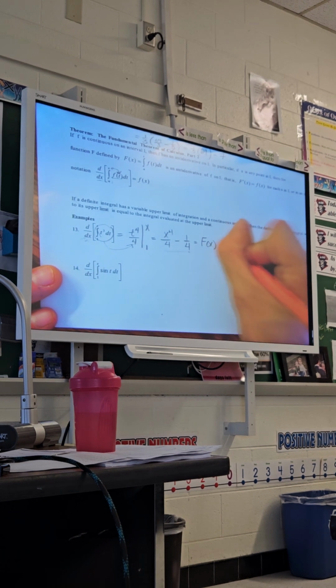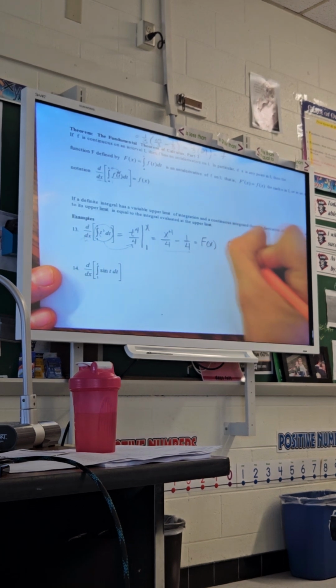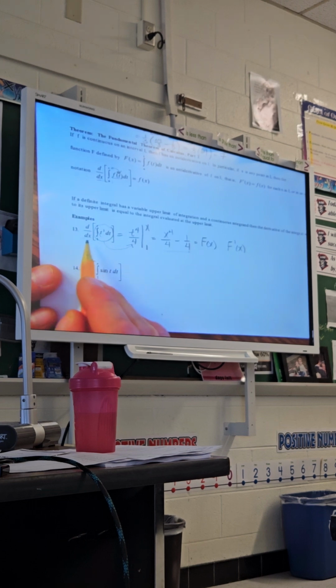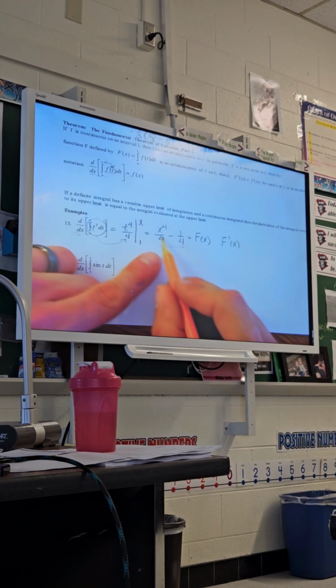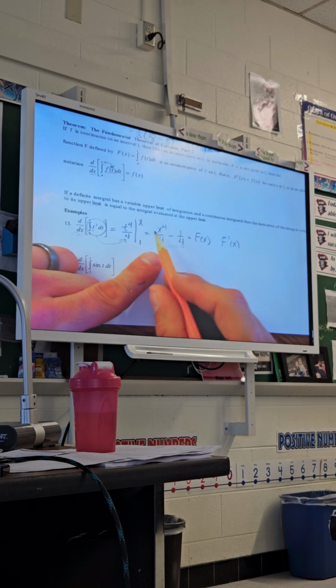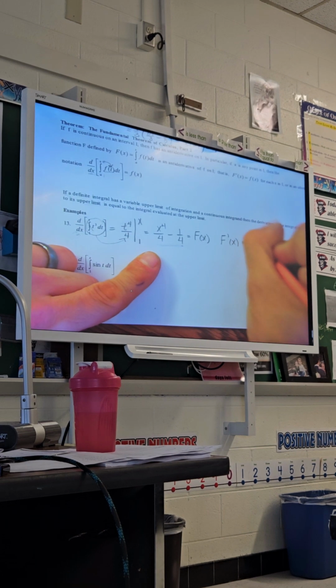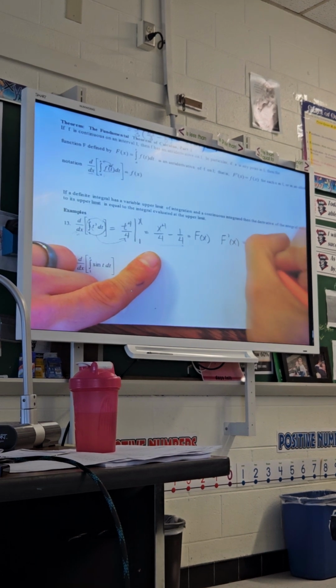So capital F prime, which would be doing that outside derivative, would be equal to, bring down the exponent, so it would be 4x to the 3rd over 4 minus 0.